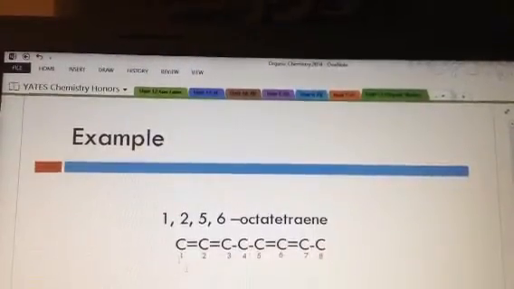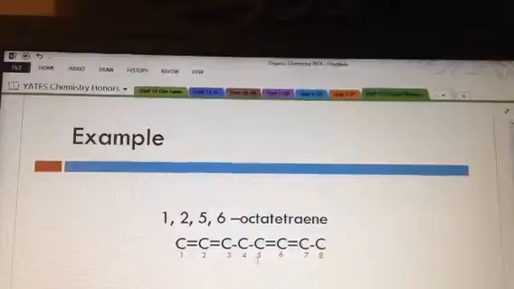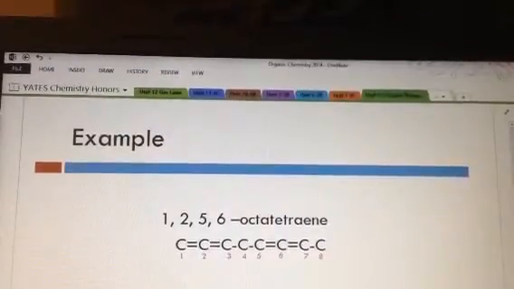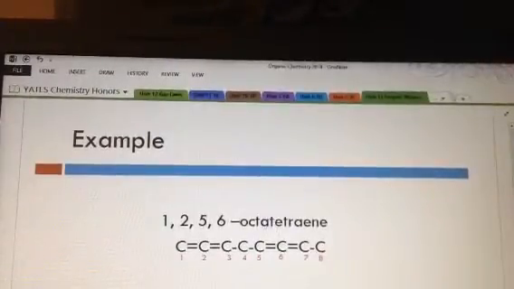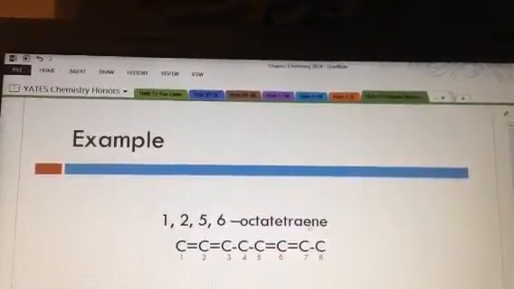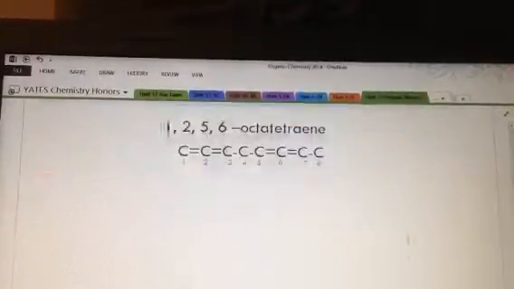So this is a 1, 2, 5, 6, because it's a total of 8 carbons, that's octa. And to say that we have 4 double bonds, we say tetra, and ene is how we let the reader know that we have double bonds.